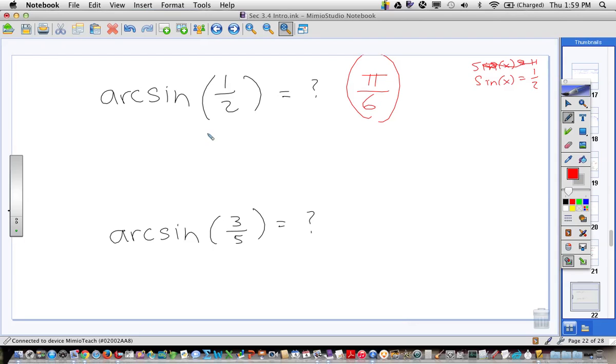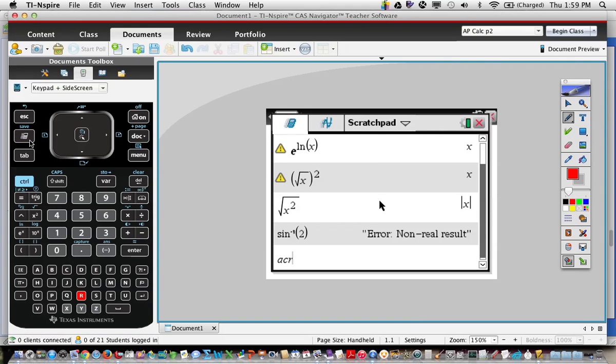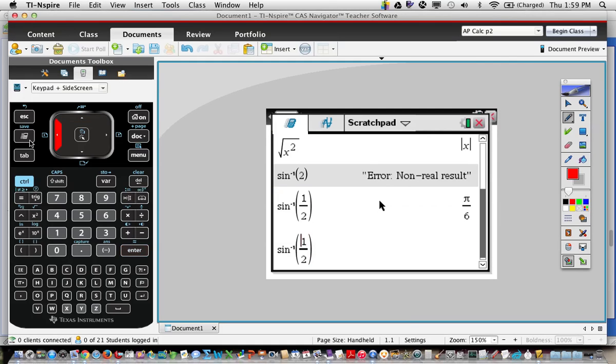So I'm curious, what does the calculator say? If I go into the calculator and I type in arcsine of 1/2, it gives me pi 6. It doesn't give me any of those other ones. Well, that's because it's restricted from negative pi halves to pi halves. What if I put in negative 1/2? Where does sine equal negative 1/2?